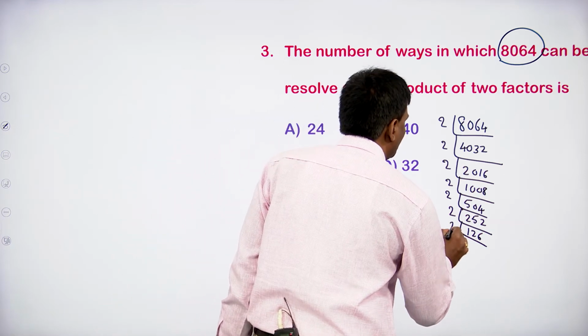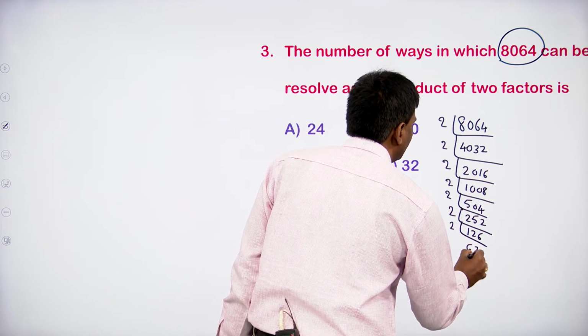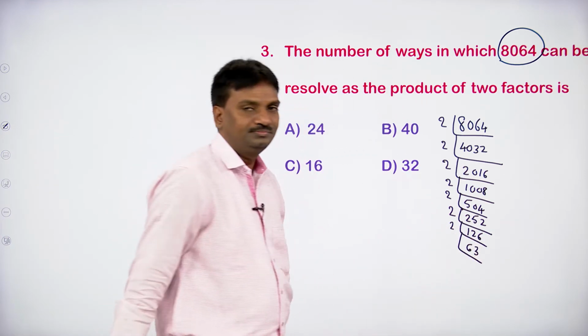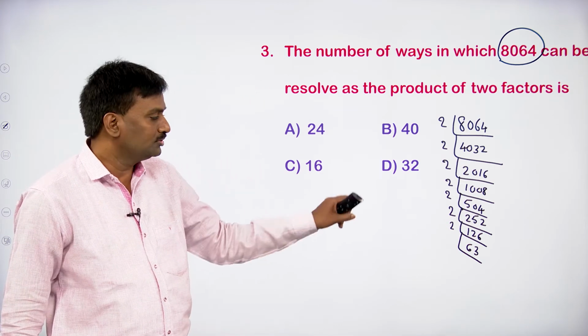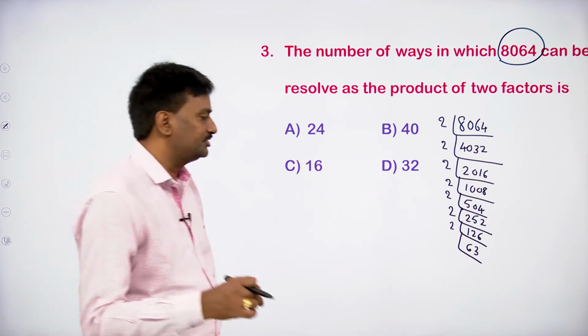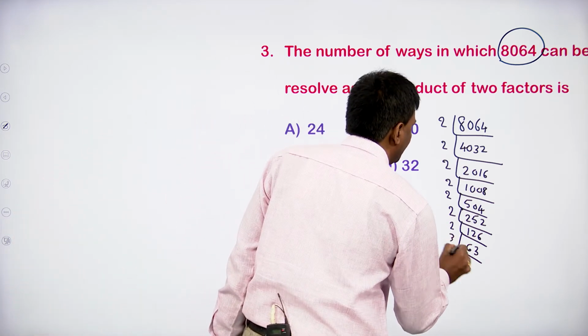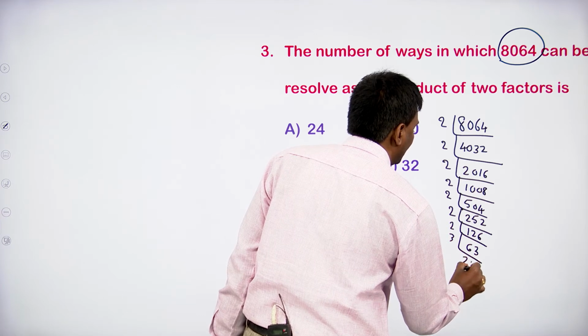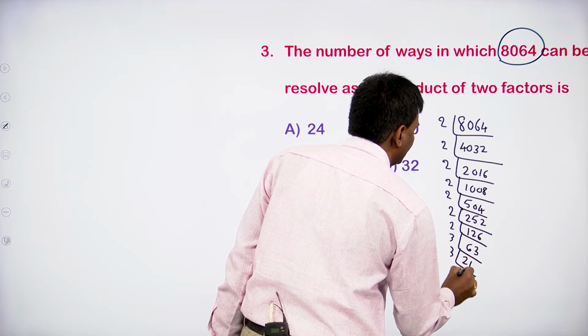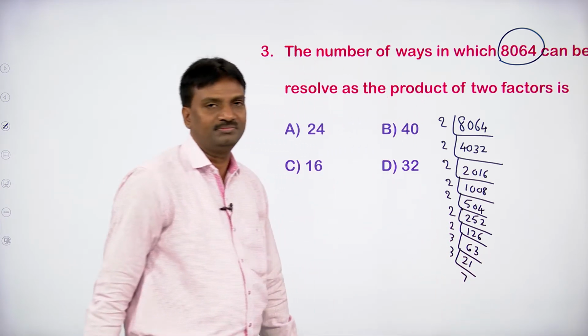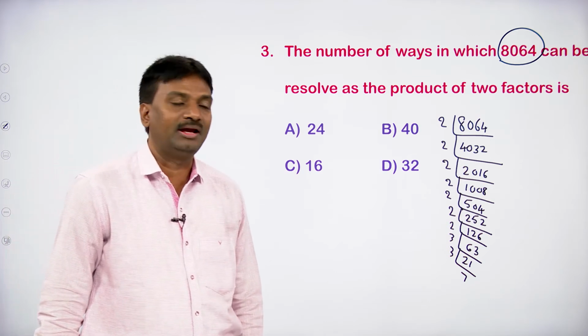Again by taking 2, 2 6 ja 12, 2 3 ja 6, we get 63. Now let us take 3, because 2 is not a factor of 63. By taking 3, 3 2 ja 6, 3 1 ja 3, we get 21. Again by taking 3, 3 7 ja 21. So stop it, because 7 is a prime number.